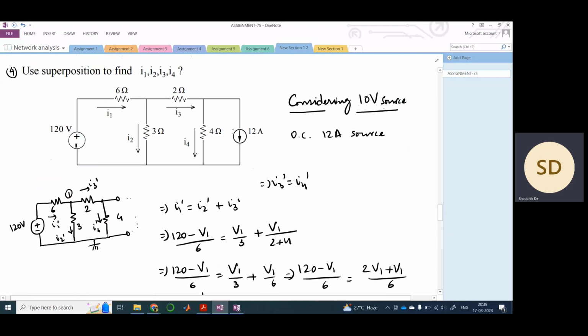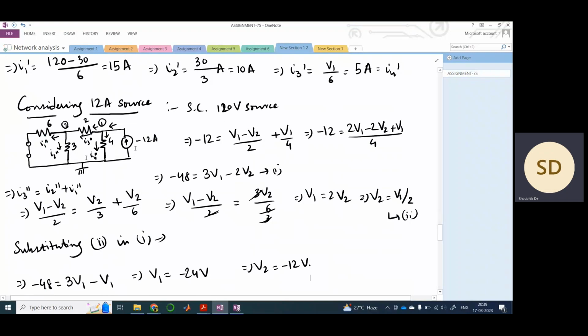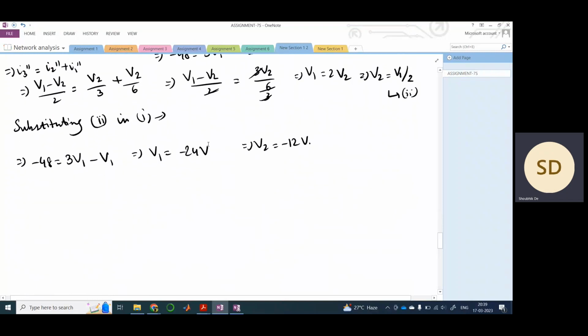Why? Initially this is inverted, right? I mean, this is pointing downwards, but here we took it as minus 12. I mean, it's pointing upwards. That is why this is minus. Due to this, everything will come in minus.